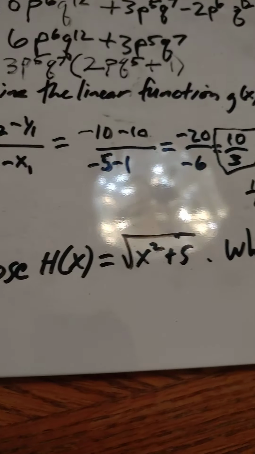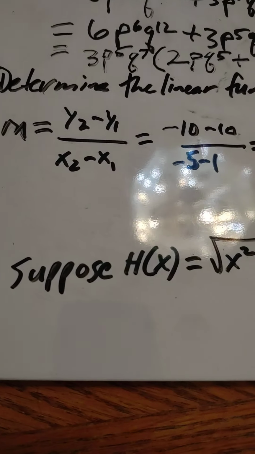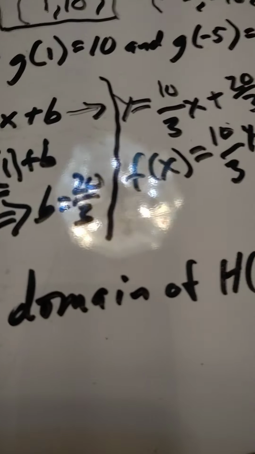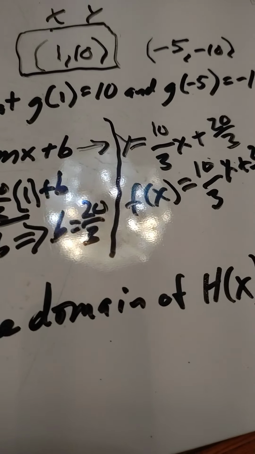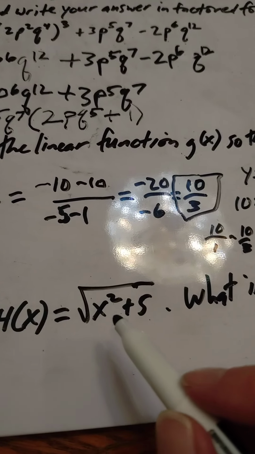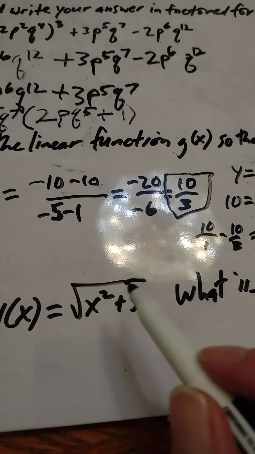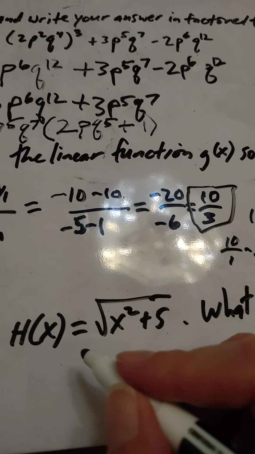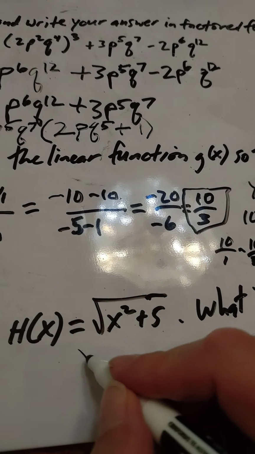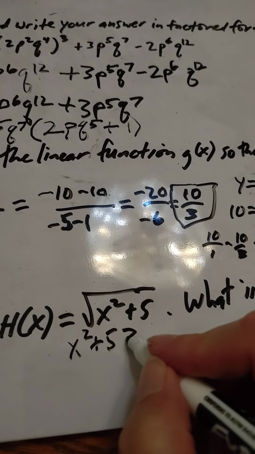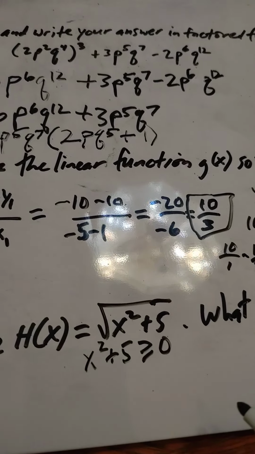Okay, and finally, for the last question, this goes quickly. Suppose h of x is this square root function. What is the domain of this function h? The domain means allowable inputs for x. So with square roots, the expression x squared plus 5 cannot be negative. Whenever you want to find the domain of a square root function, whatever's inside the square root, to make any sense at all, must be greater than or equal to 0.